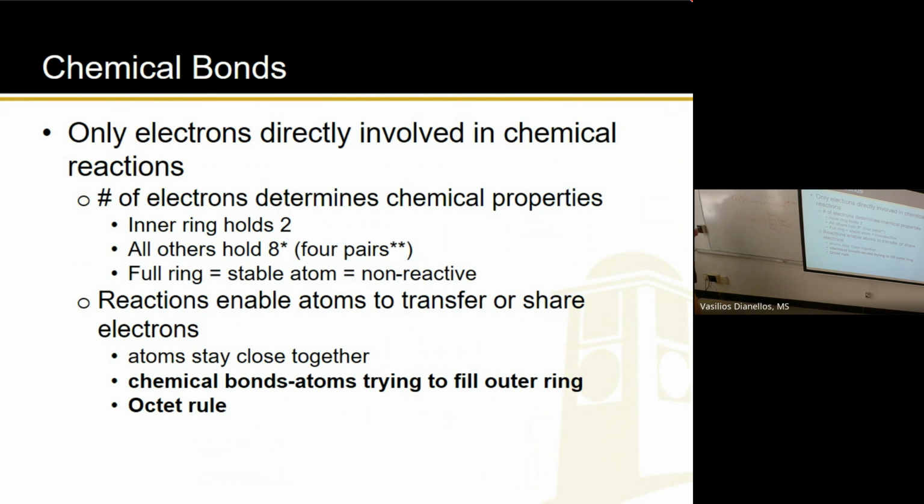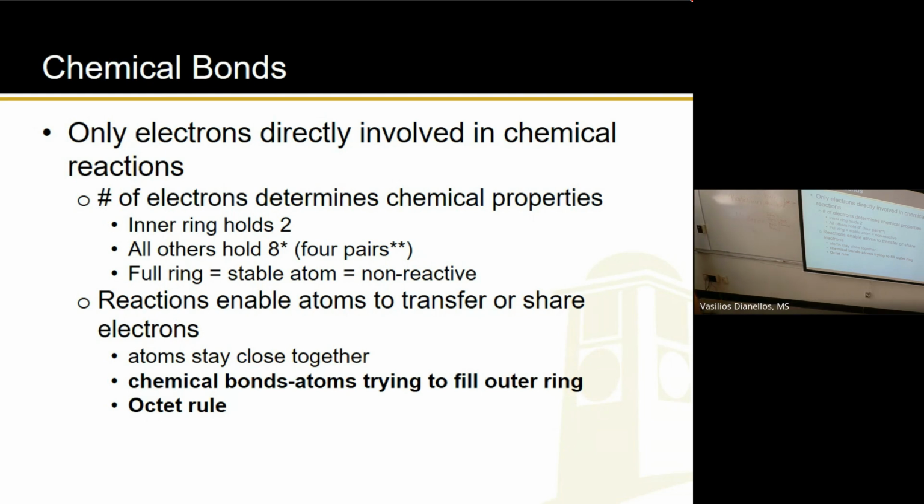Now we're going to finally get into chemical bonds, right? Actual chemistry. As far as we're concerned, and I mentioned this on Monday because someone asked a great question, it's only the electrons that are directly involved in chemical reactions. So as far as we are concerned in this class, it's all about the electrons. Not that I'm going to test you on that, but when I do give you questions about chemical reactions, you should be thinking to yourself, all right, I need to think about these electrons.